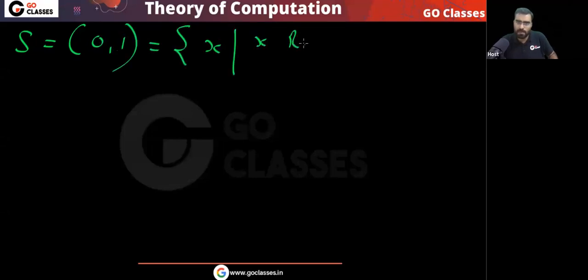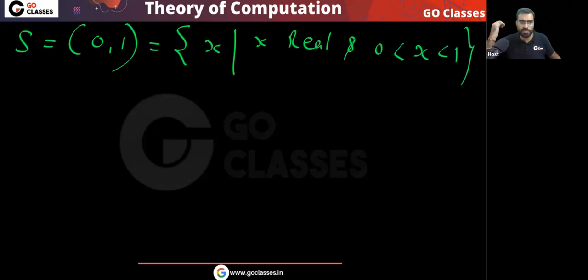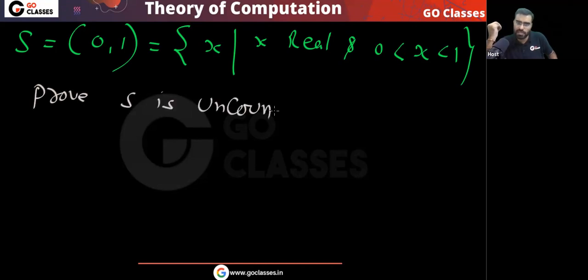Now what we are going to prove? That this set S, that is all the real numbers X, where X is real and X is from 0 to 1. I am going to prove that this is not countable. We are going to prove S is uncountable. Okay, tell me one thing. This is what we want to prove.